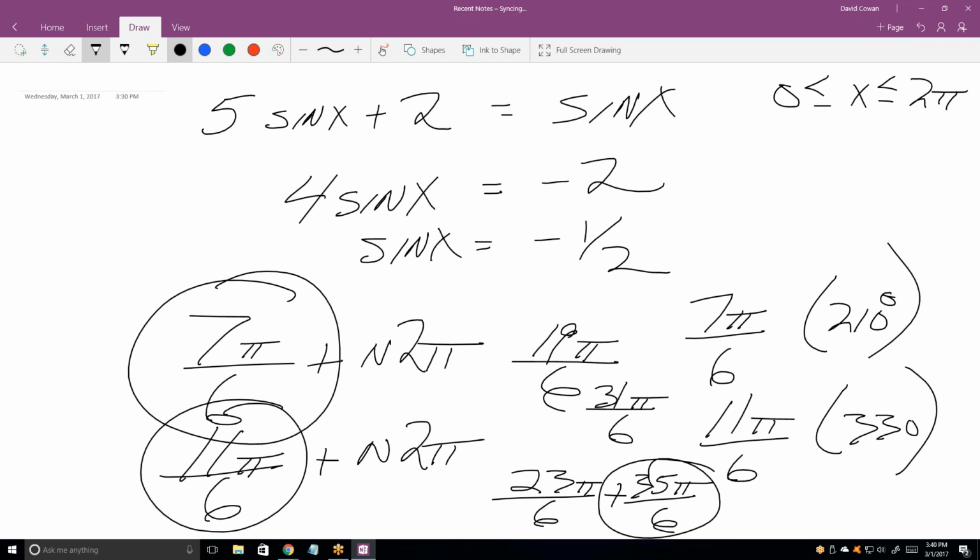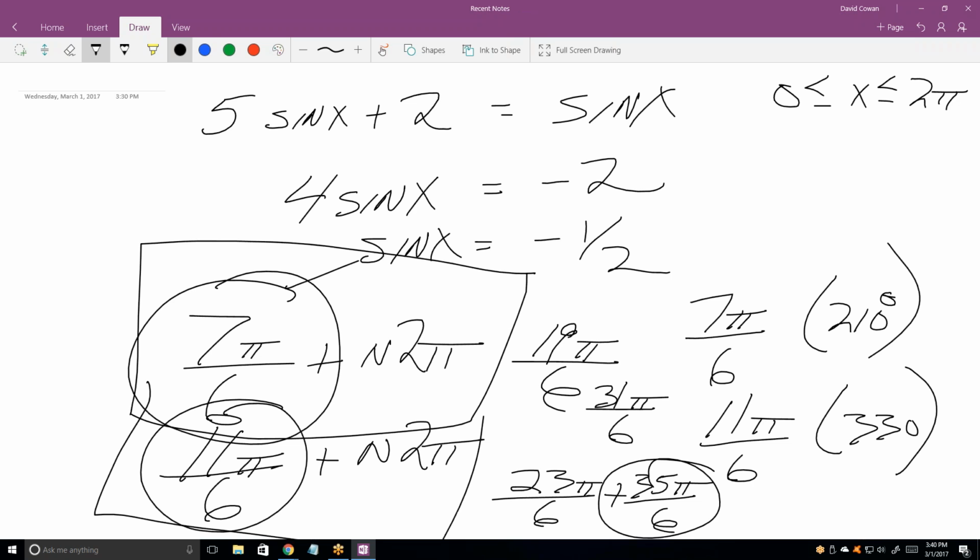So notice that giving the answer like that covers all combinations of 7 pi over 6. And giving the answer like this covers all combinations of 11 pi over 6. And that's what you want. In other words, the real answer to the solution of that equation are both of these that I have in rectangles. I'm trying to figure out if I can simplify that at all.